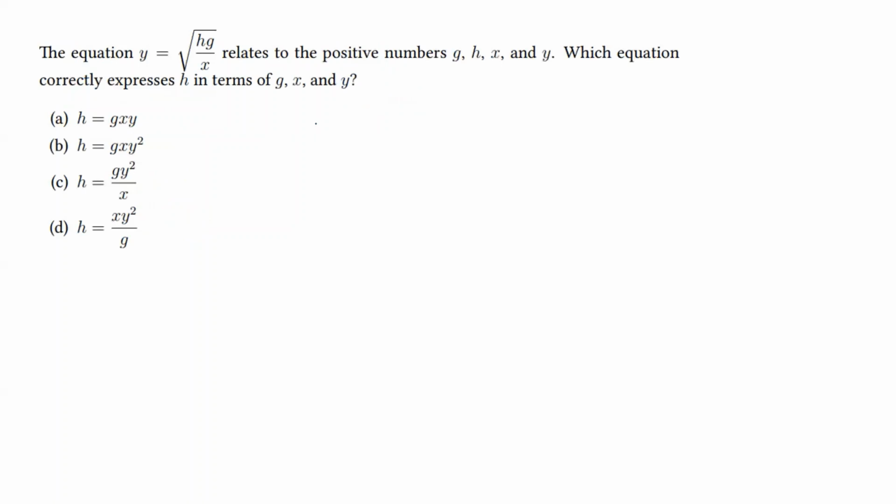In this case, we are manipulating algebraically to rearrange the equation y is equal to the square root of hg over x to be in terms of h. We first want to square both sides to clear the radical. And to isolate h, we multiply both sides by x over g. Notice how the x's will cancel and the g's will cancel, leaving h isolated. Thus, we will have xy squared over g.